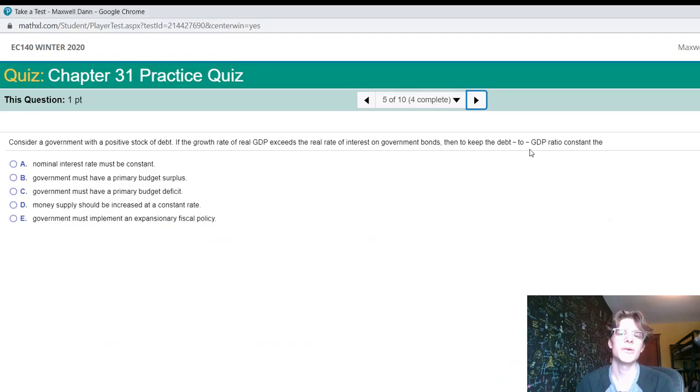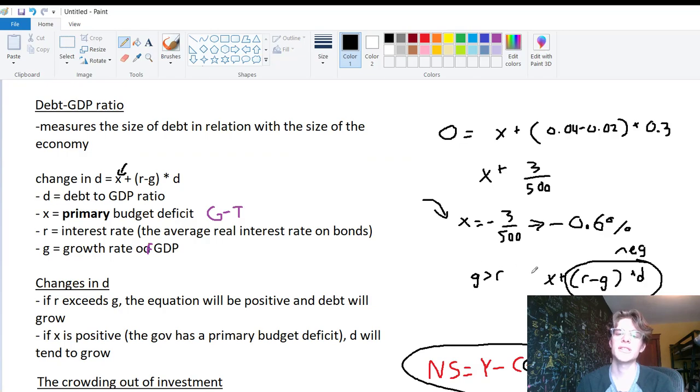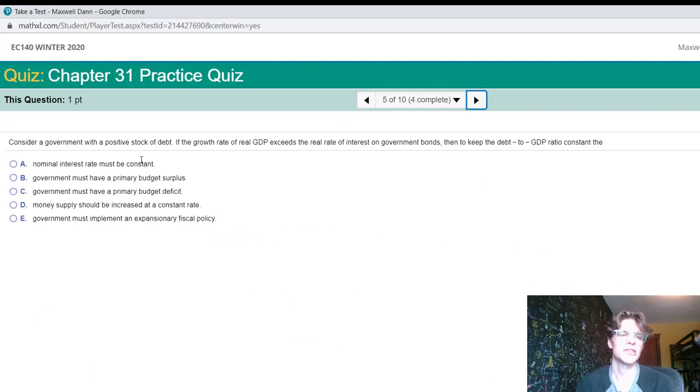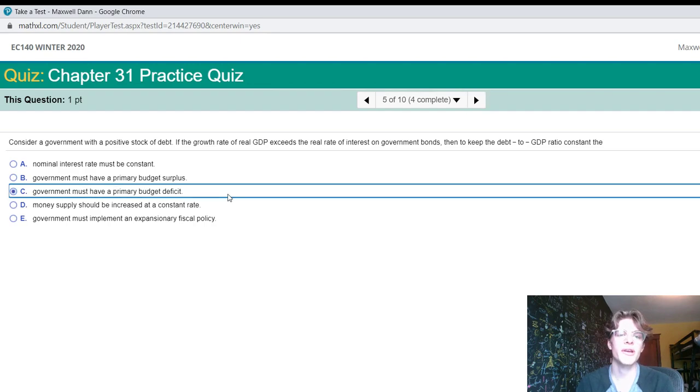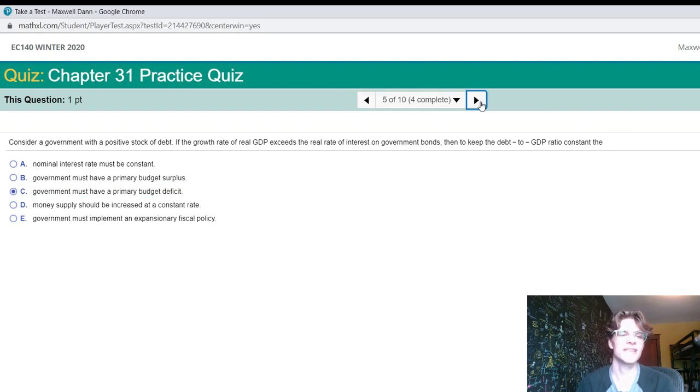So to keep the debt to GDP ratio constant, we want this change in D to equal 0. So what does this have to be? Well, this has to be positive. So the government must have a primary budget deficit, which is kind of weird. I don't know why you'd want that. Usually you'd want to lower your debt to GDP ratio, but that's fine.